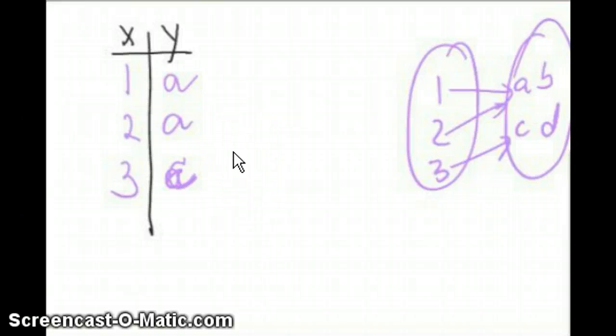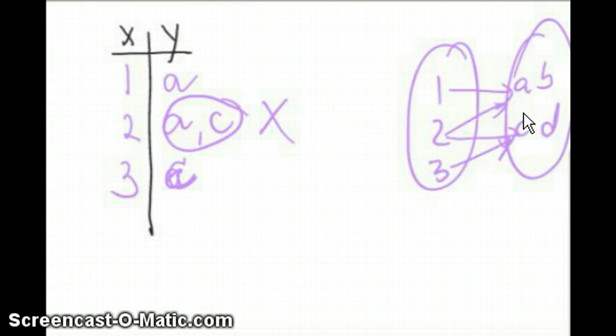What if we had a situation like that? Well, then you would say the corresponding image for 1 is A, and the corresponding image for 2 is A and C. So because of that, this is not a function. The whole thing is not a function, not only this, but this is the reason: because one element has 2 images.